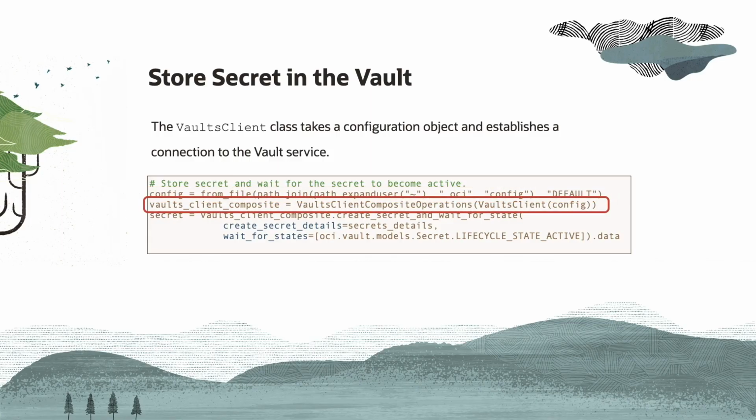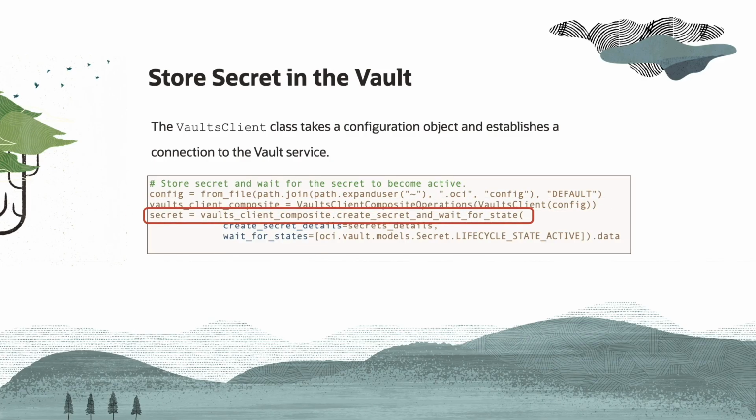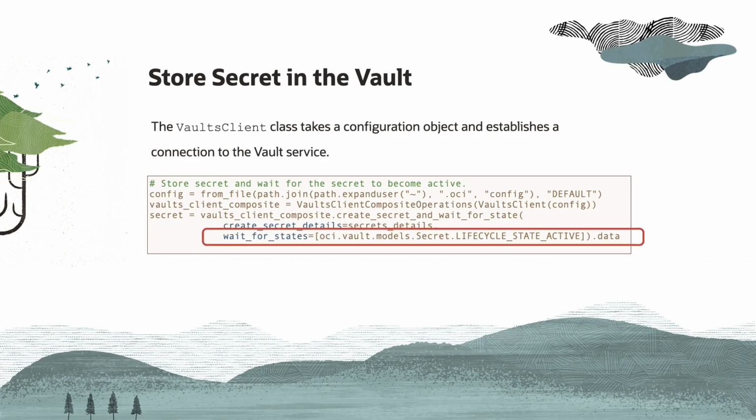In the next line, the first thing we're doing is creating a vaults client and passing in the configuration information. This information is then passed to the vaults client composite operations object. We get an object of that type, and we call the create secret and wait for state. Here we're going to pass in the secret details that we created in the previous slide, and we're going to tell it to wait until the state is active, meaning that the secrets have been stored in the vault.